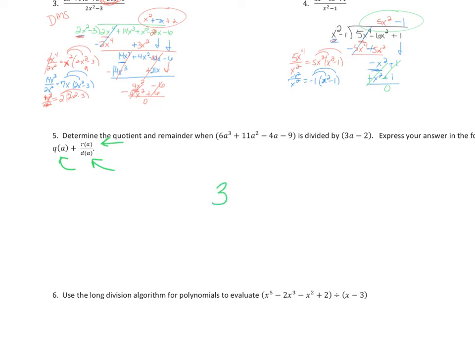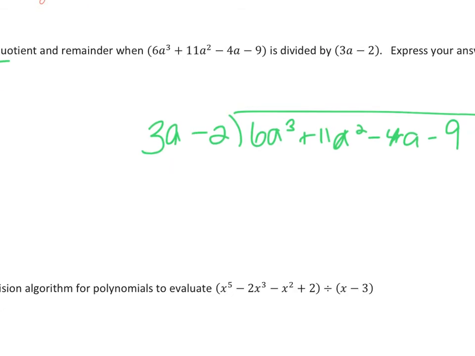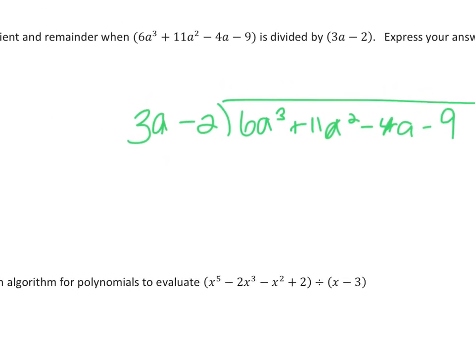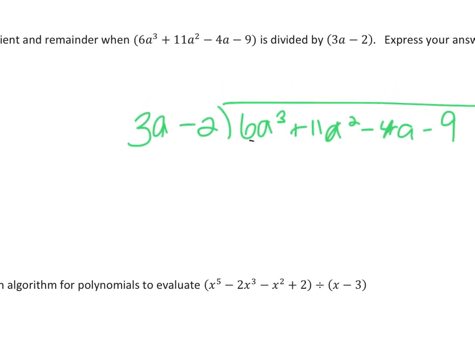3a minus 2, and we're going to divide that by 6a to the third plus 11a squared minus 4a minus 9. Okay. My 9 looks like an a, so let's fix that so we don't get confused. Okay. So I'm going to go ahead and start the process. I'm going to divide the first term by the first term. So 6a to the third divided by 3a. That'll get you 2a squared. I'm going to put that over here.